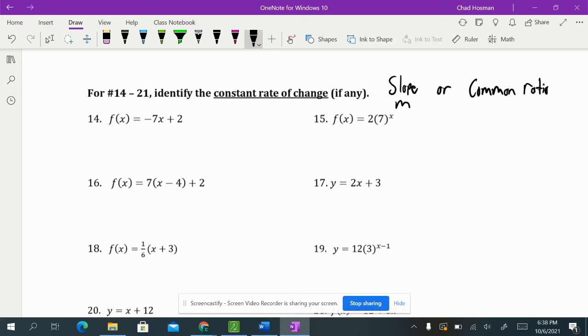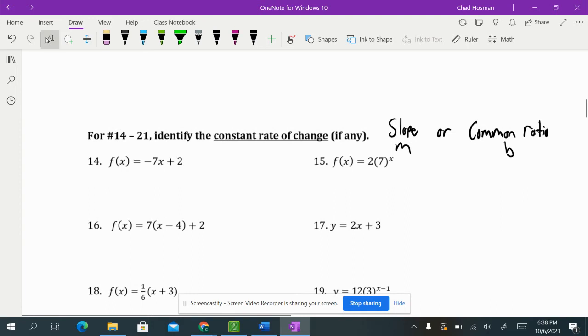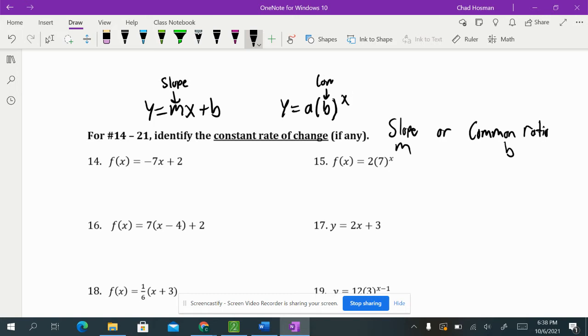Right, and we'll call slope m, and we'll call the common ratio b, because that's what we use in the equation, y equals mx plus b. m is the slope. And then common ratio has to deal with exponentials, so that's y equals a times b raised to the x power. So b would be the common ratio. So we're trying to find either the slope or the common ratio in any of these.